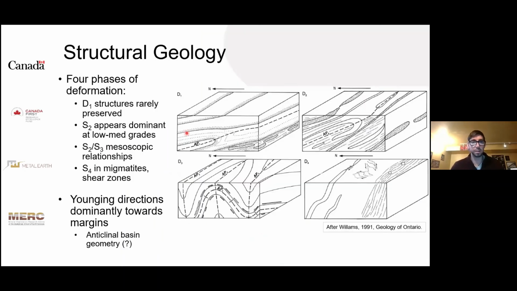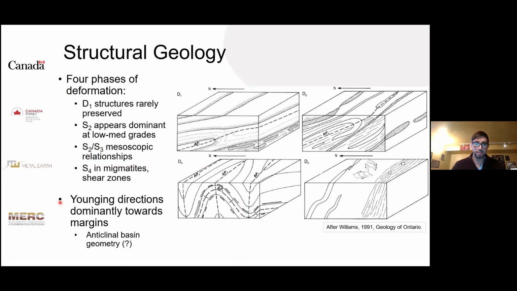In terms of the structural history, Williams in 1991 described four phases of deformation. We were able to see all of these different deformation events. The D1 structures were pretty rare, only found in the Beardmore-Geraldton Belt. And then S2 is the main foliation, which appears at low to medium grades. We can see a slight rotation of S3, generally 15 to 30 degrees versus S2. And then S4 is really restricted to shear zones and within the high grade migmatites.